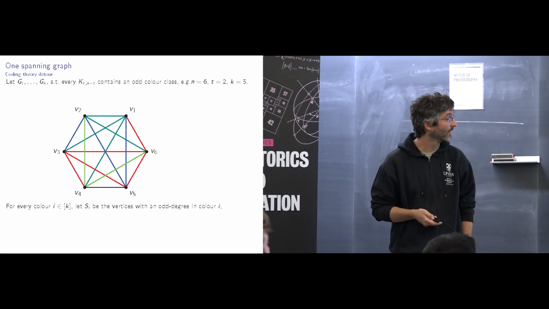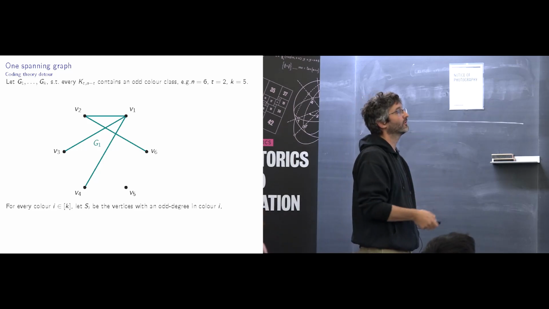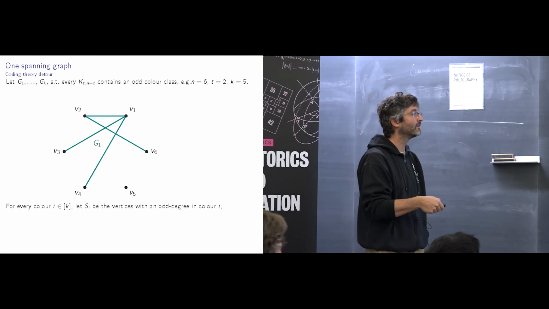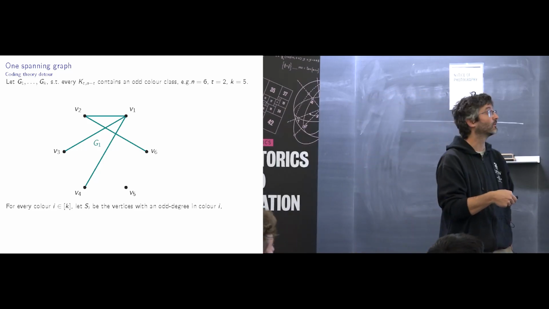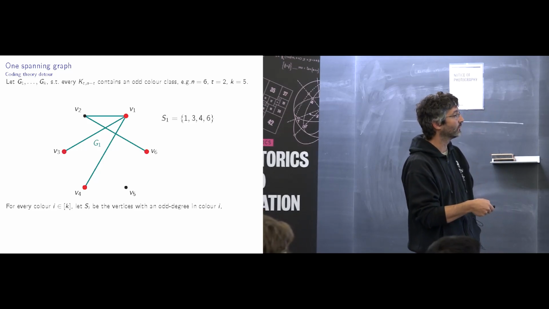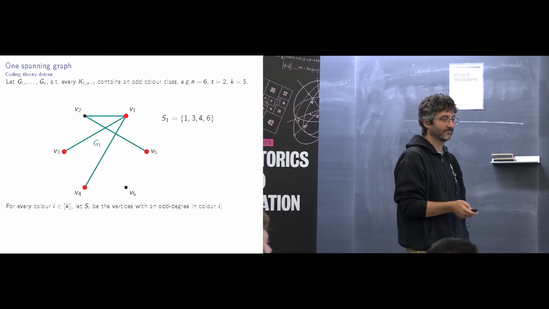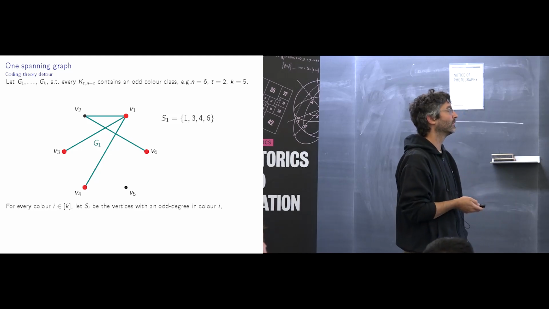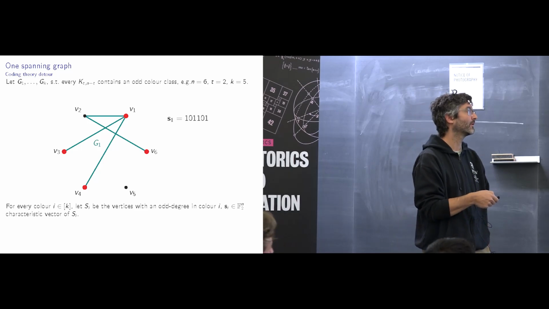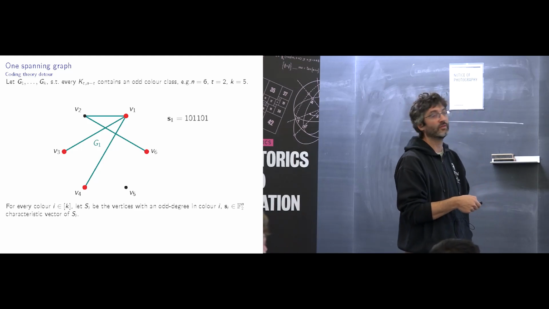What do I do with that one? I start looking at every color. Let's look at the first color, for instance. That's my totally colored graph. I look at the first color, and I look at the vertices that have an odd degree in that color. For instance, here, we've got vertices 1, 3, 6, and 4. They have an odd degree. So I create a set, which is {1, 3, 4, 6}. It's a bit weird, and quite often, because it's easier for us to work with binary strings, I create the binary string, the characteristic vector of my set, which is 1 if my vertex is odd, 0 if it's even.